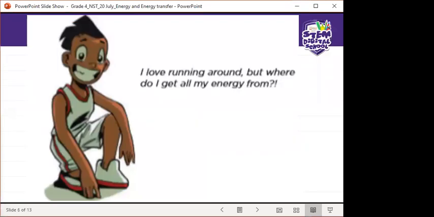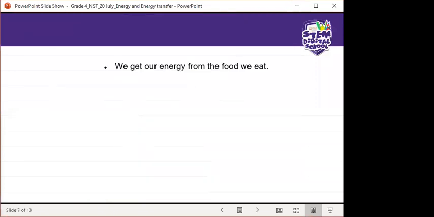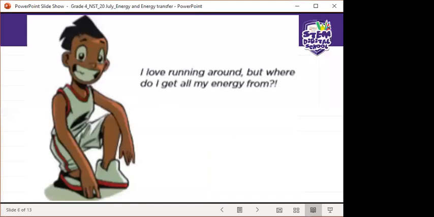Right, so we also have another cartoon here saying, I love running around, but where do I get all my energy from? That's a very imperative question that I will ask you guys. Where do you think we get our energy from? I need hands, or you guys can use the group chat to send through your answers.